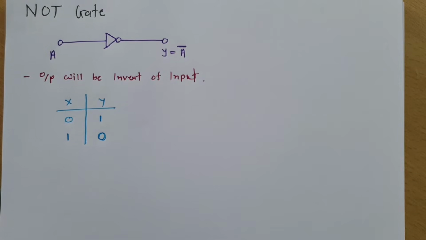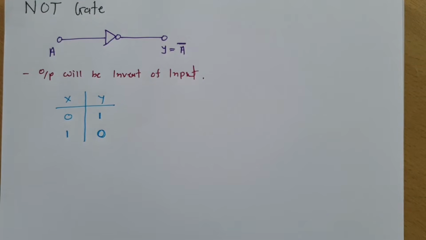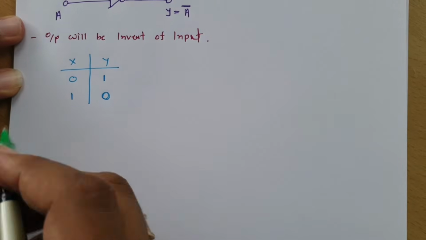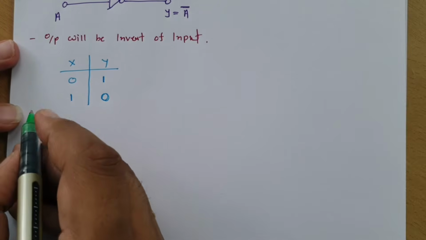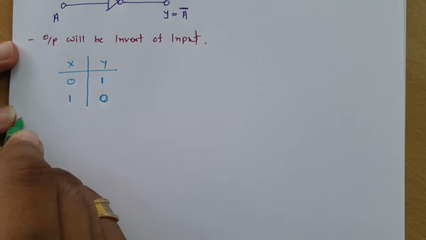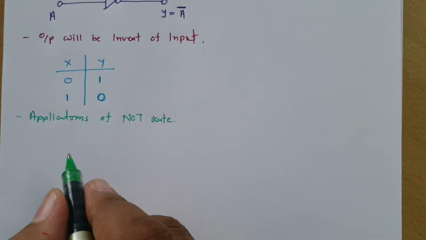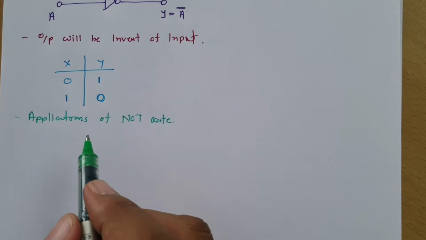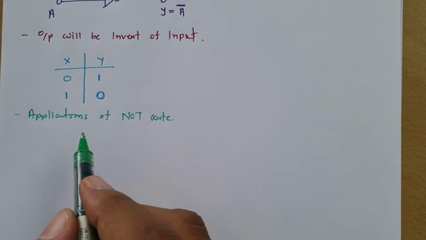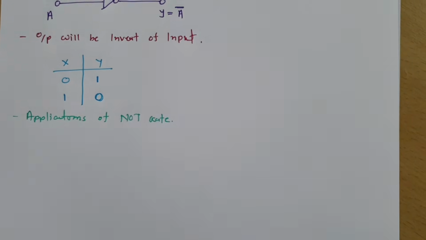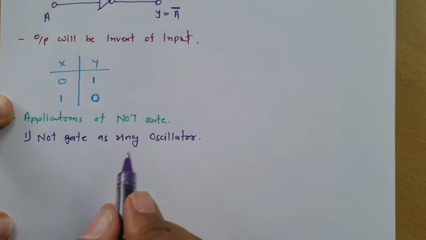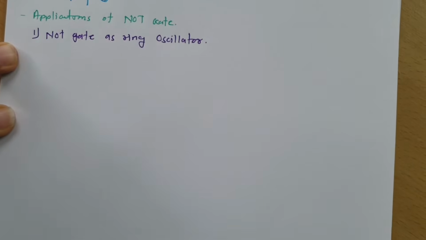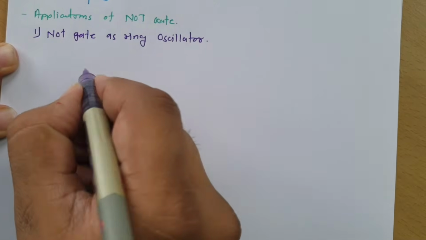Now a very important thing that I'm going to explain is the applications of NOT gate. One major application of a NOT gate is its working as a ring oscillator. NOT gate as ring oscillator, right? How does it function as a ring oscillator? Let us try to understand this.